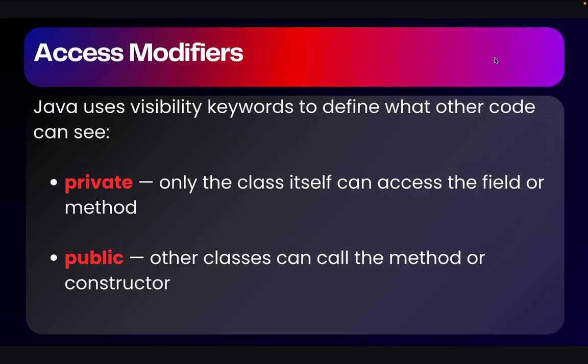So far, we've only used public, and as you can imagine, that just means that your other classes can call the method and constructors or those variables. It's basically public information, it can be used by others. Whereas private means that only the class can use that field or that method. It basically stays private to the class. So that is the difference between the two.